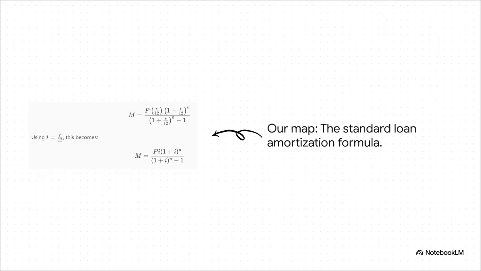It looks complicated, but all it's really saying is that your monthly payment, M, depends on the principal, P, that monthly interest, I, and our mystery guest, N, the number of payments. Our entire mission here is to rearrange this thing to get N all by itself. But see where N is? It's stuck way up there in the exponent. And that one little detail, that's the whole reason this is a challenge.